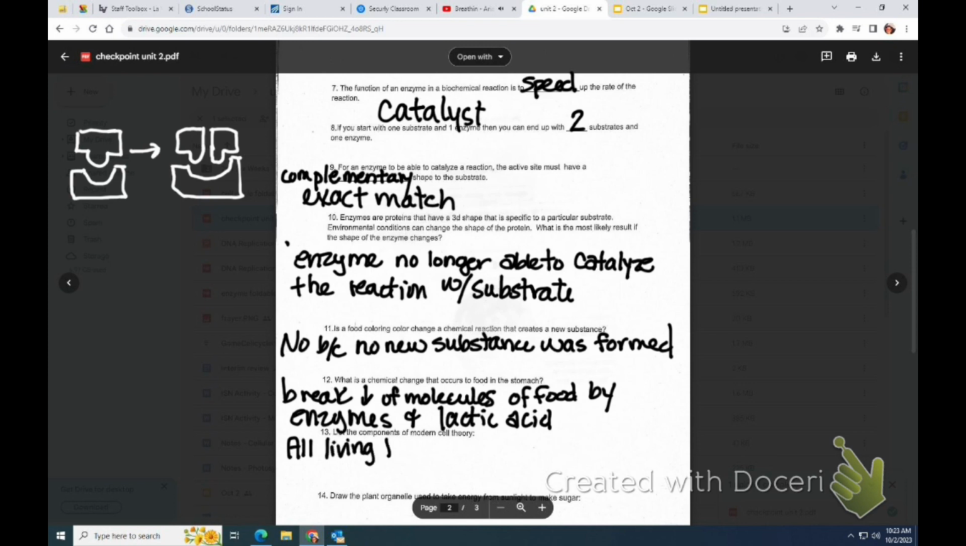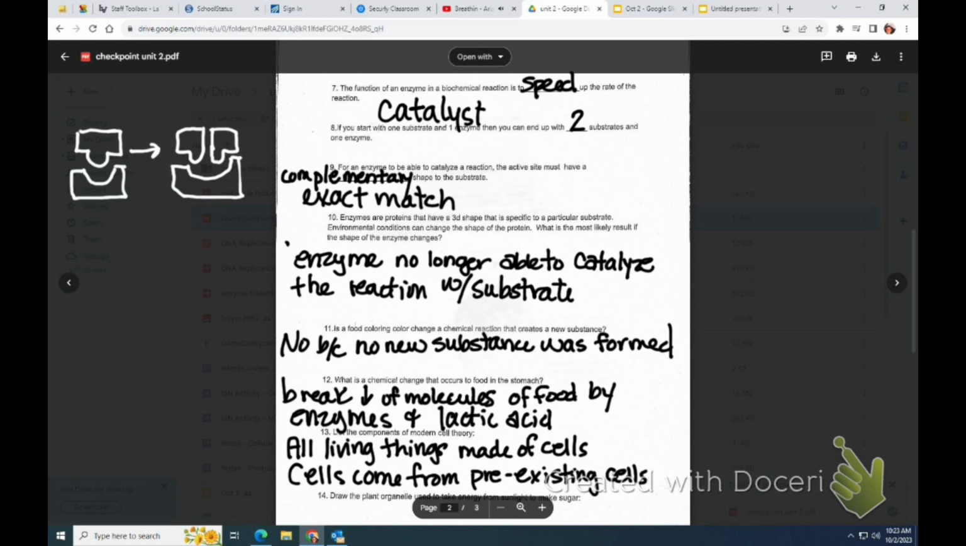All living things are made of cells, and cells come from pre-existing cells.